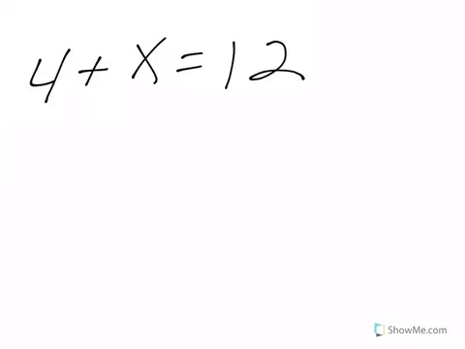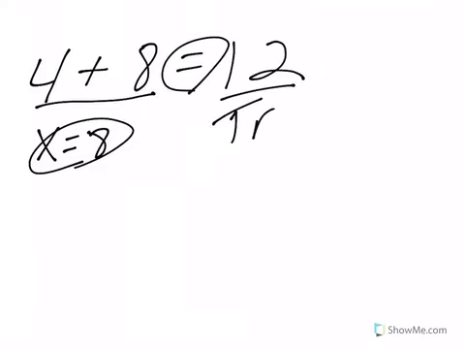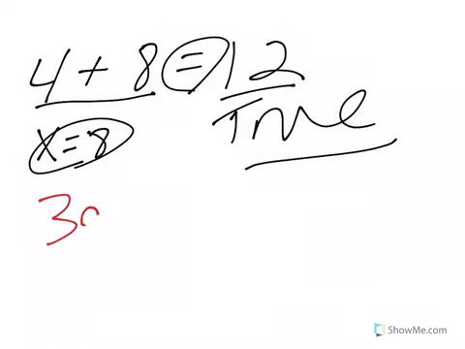Okay, so let's look at 4 plus x equals 12. We're going to say x equals 8. So, if x equals 8, I'm going to change the x in the problem to 8. 4 plus 8 is 12. That is equal to 12. We have ourselves a true number sentence. All right, let's try another one.